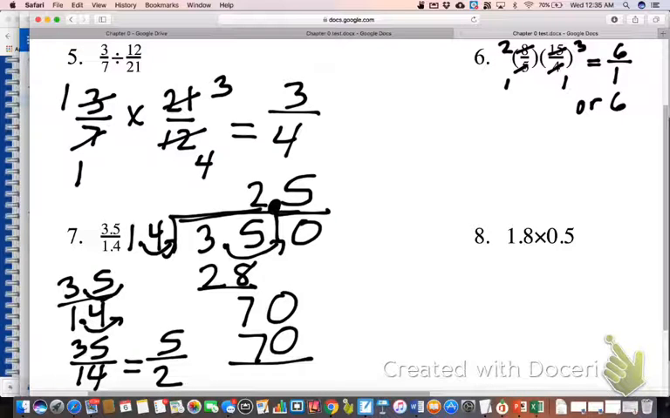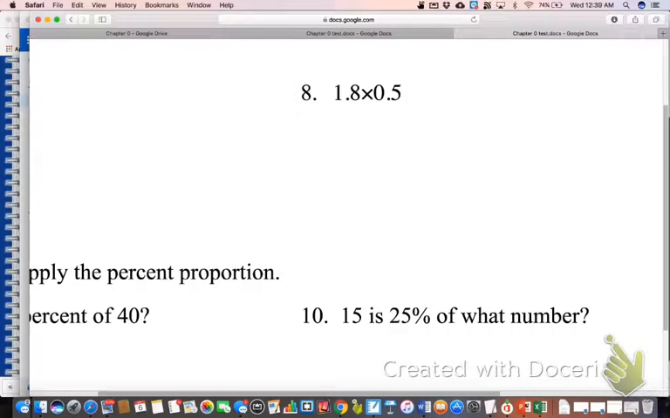So either way, whether you did it the long division way or just a little shortcut where you scooted over the decimal the same number of places, you end up with 2.5 or 5 over 2. You just make sure that you do whichever way works out and makes the most sense to you.